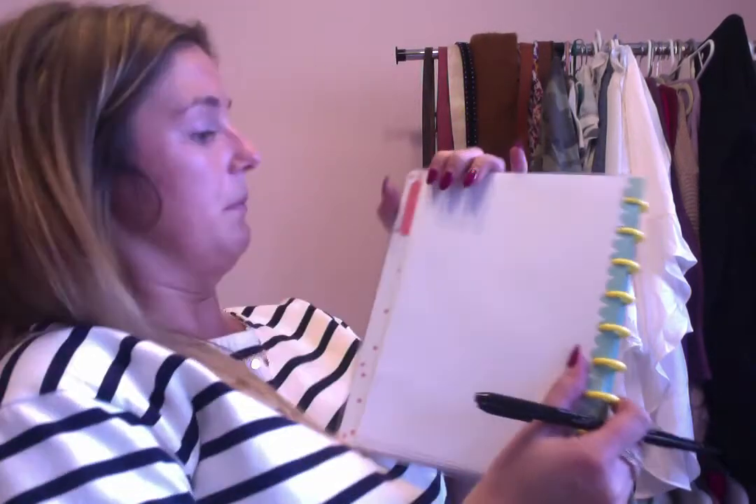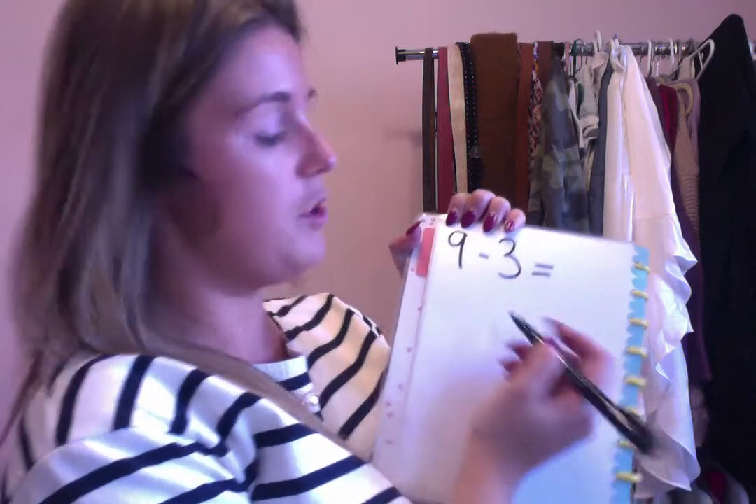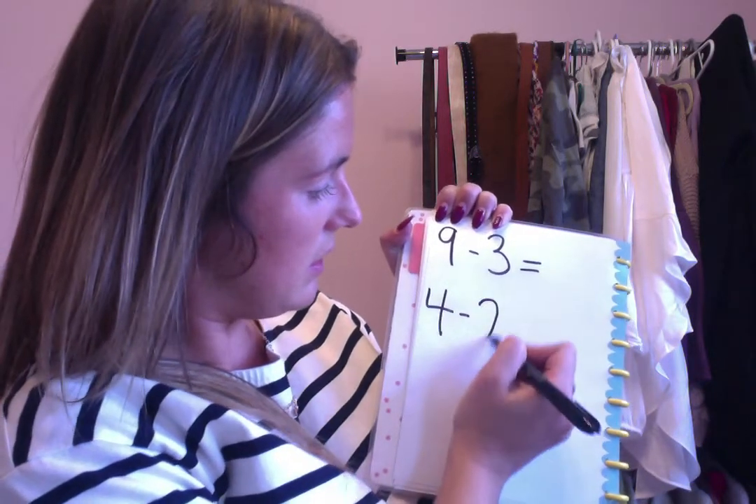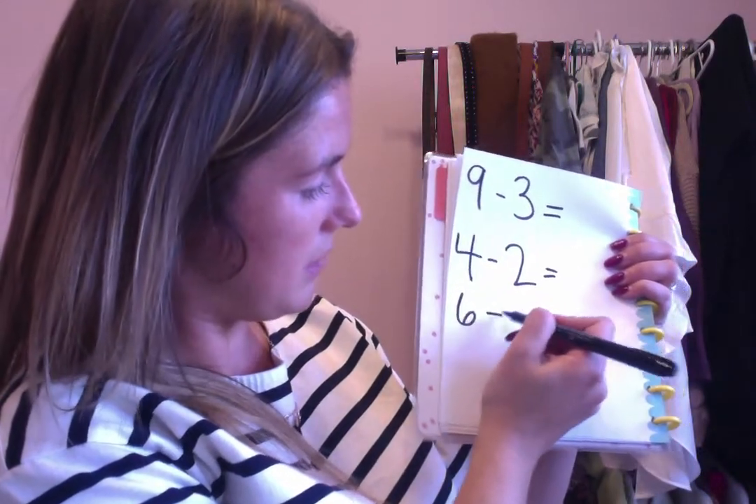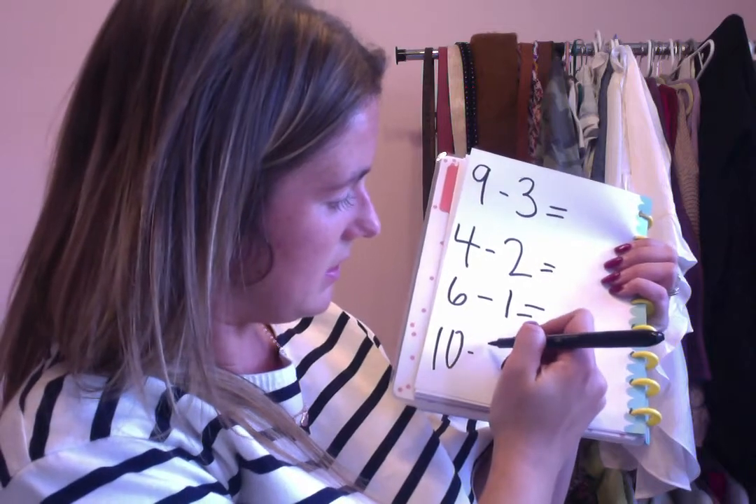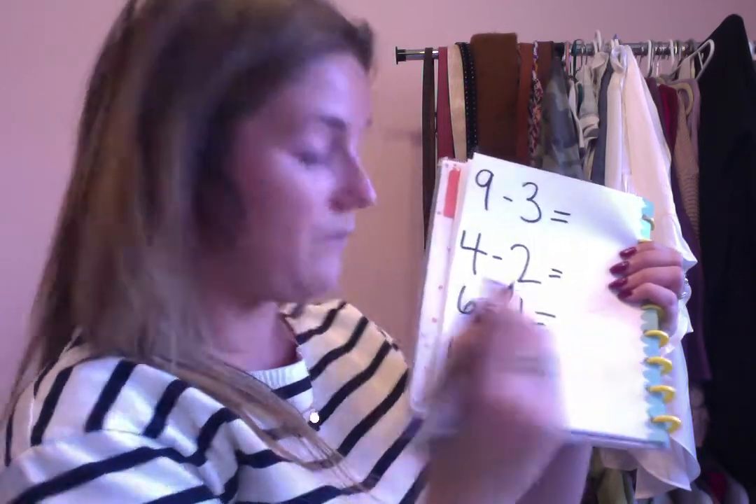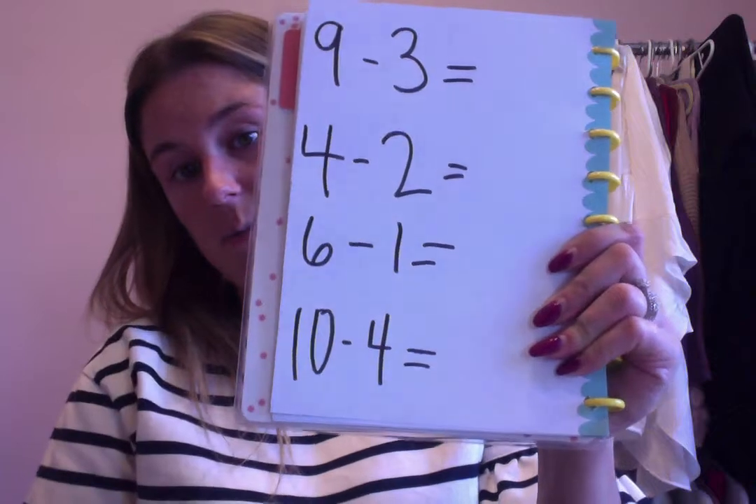Let's try a couple more together. Now, what we're going to do is I'm going to give you the problems, and I want you to pause the video and solve them. And then Mrs. Peterson is going to give you the answers, okay? So go ahead and write these down. Your first one is 9 minus 3 equals. Your next one is 4 minus 2 equals. Your next one is 6 minus 1 equals. And then your last problem is 10 minus 4 equals. Now you can use your fingers to solve or you can draw dots. So these are your problems. Go ahead and click the pause button.